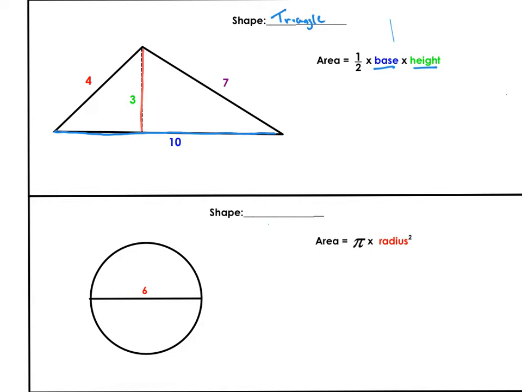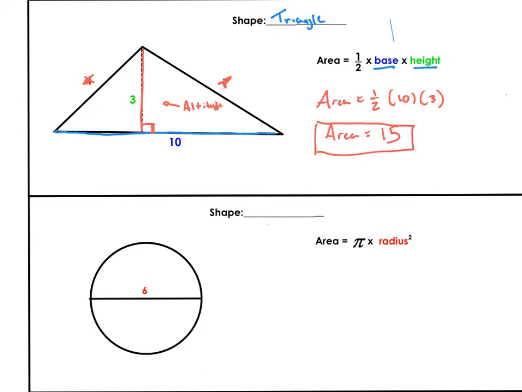And the height is also always an altitude. Meaning the height always makes a 90-degree angle with the base. So the height is your altitude. So now that we know the height and the base, we don't need these numbers. Those are just extra. We just need that base times the height. So the area is equal to 1/2 the base, which is 10, times the height, which is 3. You can put that in the calculator, however you want to do it, but you'll get 15. So the area of Mr. Triangle is 15. So remember, it's just 1/2 the base times the height, and the height is your altitude.